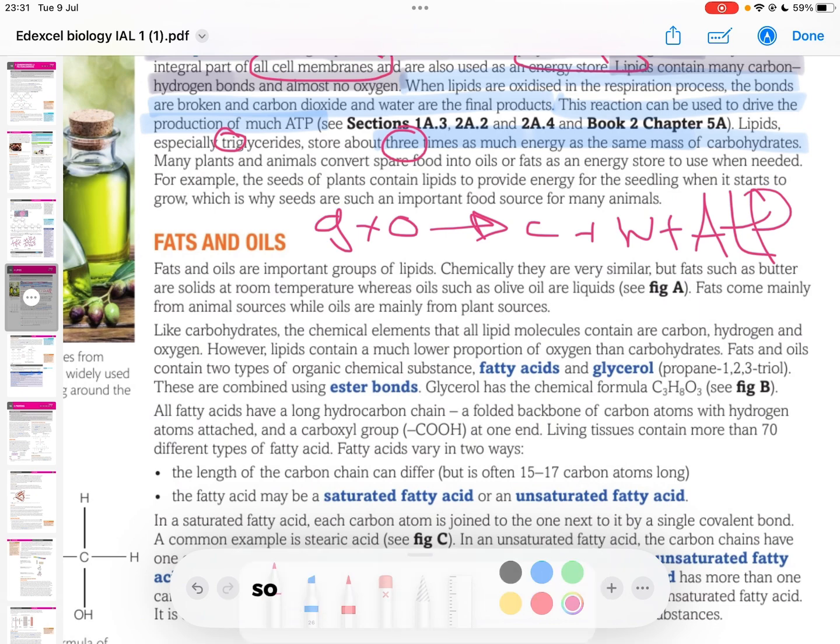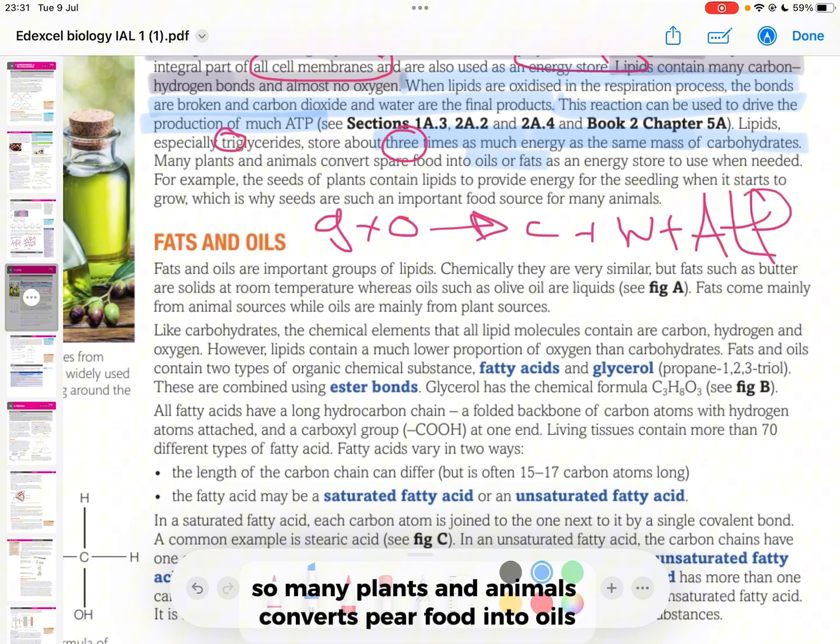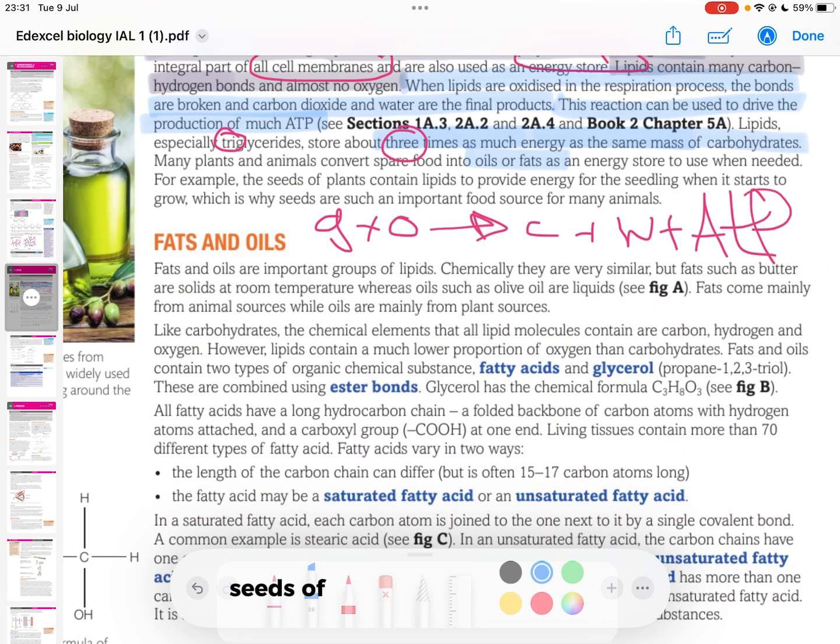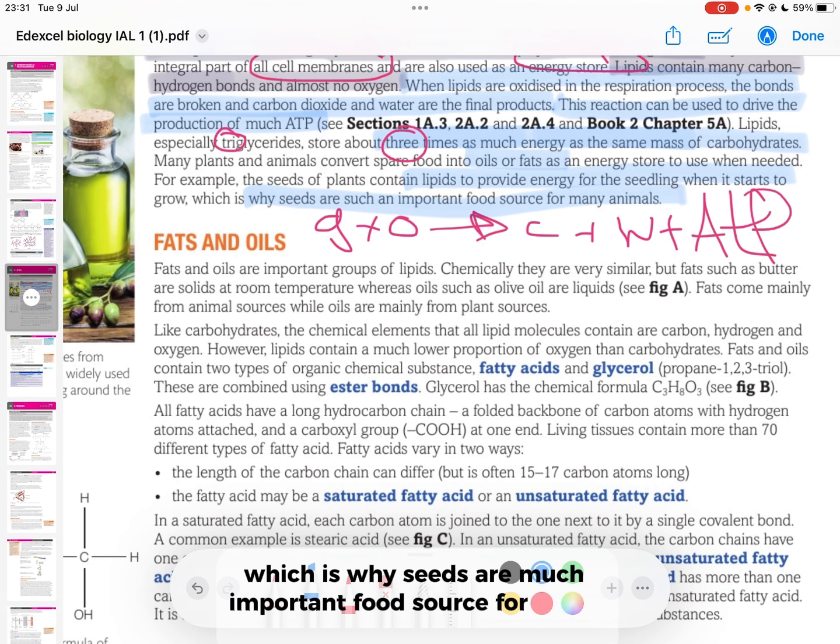Many plants and animals convert spare food into oils or fats as an energy store to use when needed. For example, seeds of plants contain lipids to provide energy for the seedling when it starts to grow, which is why seeds are such an important food source for many animals.